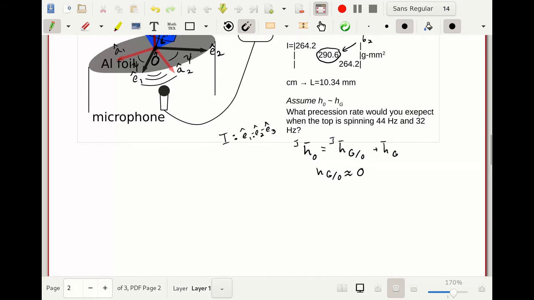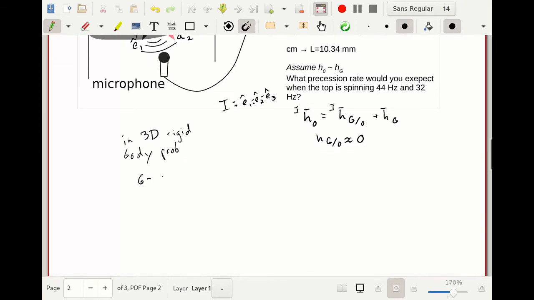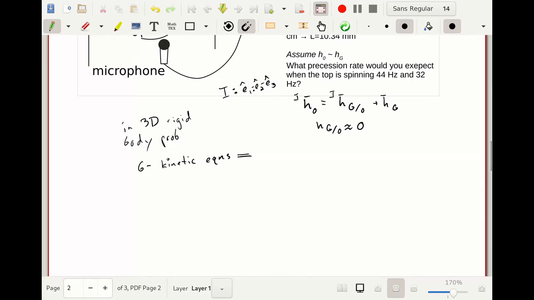And what we have in a three-dimensional rigid body problem is six kinetic equations, and these come from Newton's second law. Fx equals m x double dot, Fy equals m y double dot, Fz equals m z double dot.